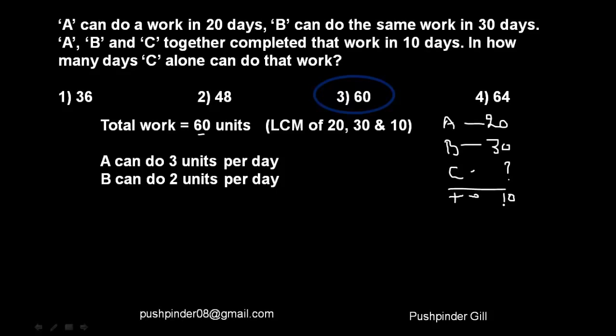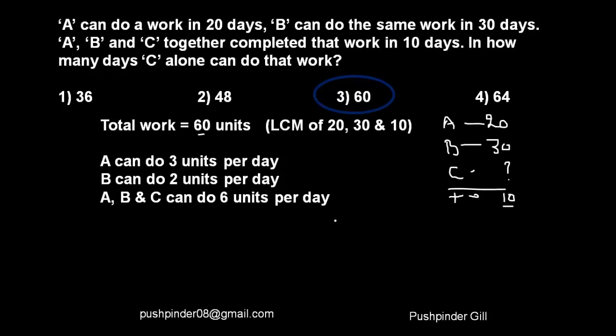Now if we talk about A, B, and C, they're able to finish the job in 10 days and the work is of 60 units. That means together they finish 6 units per day. Since they were able to finish the job in 10 days and the work is of 60 units, they're finishing 6 units per day.